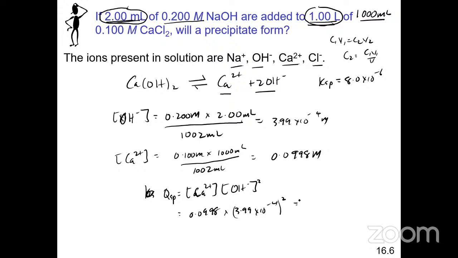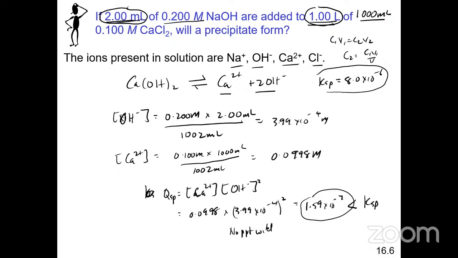Okay, so let's see what that gives. 3.99 times 10 to the minus 4, squared, multiplied by 0.0998. So according to my calculation, this works out to be equal to 1.59 times 10 to the minus 7, right? Now, if you compare this value, which is the QSP, to the KSP, what do we notice? The QSP is less than the KSP. So therefore, no precipitate will be formed. All right? And that's how you do that.